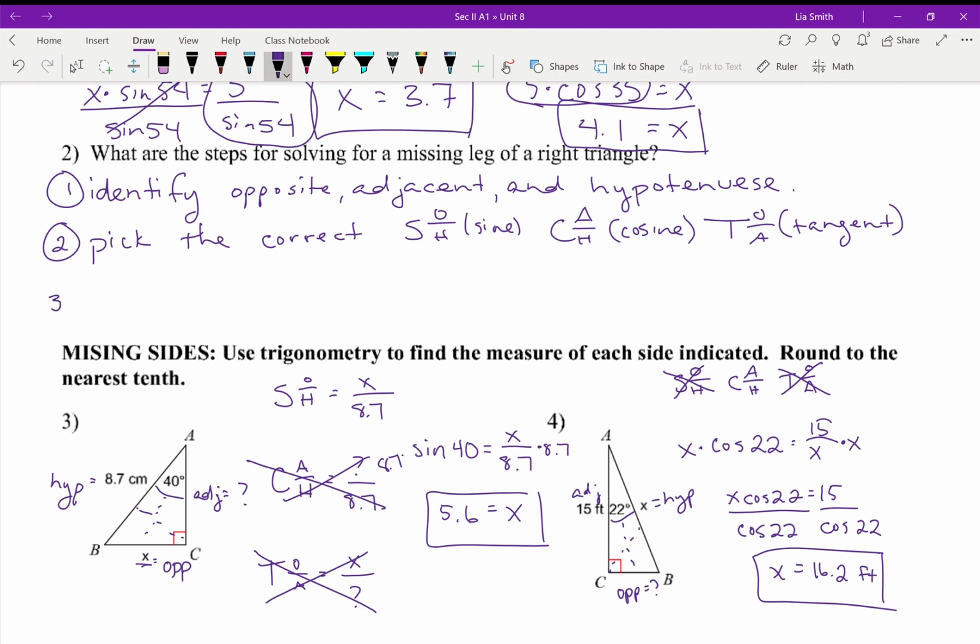Once you've picked the correct function, now you get to set up the problem and solve for X. And it's usually going to just involve multiplication, or it's going to involve multiplication and division, just depending on what part you're solving for. So now would be a great time to pause the video and do number 5 and 6 on your own.